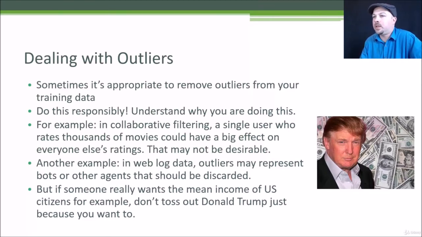But if someone really wanted the mean average income in the United States and not the median, they specifically want the mean, you shouldn't just throw out Donald Trump because you don't like him. Fact is, his billions of dollars are going to push that mean amount up, even if it doesn't budge the median. So don't fudge your numbers by throwing out outliers, but throw out outliers if it's not consistent with what you're trying to model in the first place.